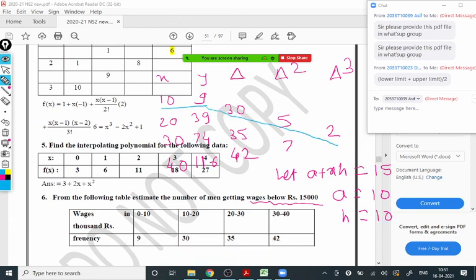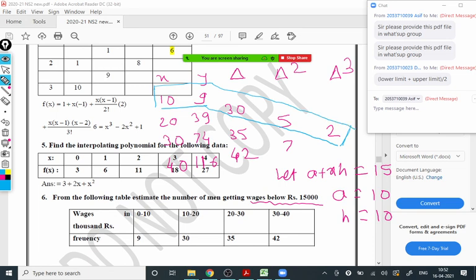Now you can complete your answer, because this is the leading row: a, f of a, delta f of a, delta square f of a, delta cube f of a. You cannot ignore any of the terms. Remember, you cannot ignore delta cube also, because it is not a small number. It is 2, not a fraction. So do the calculation up to delta cube f of a.